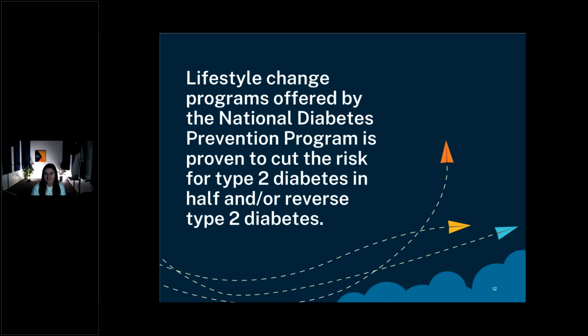This has been proven to cut the risk of developing type 2 diabetes by half, so almost 60%, and or actually reversing type 2 diabetes, because we're targeting the same things. At a high level, we're targeting weight, physical activity, and what we eat. Doesn't matter if we're in the pre-diabetes or type 2 diabetes stage, we're targeting those three things. And if those three things are done successfully, we're going to start to see a shift backwards.